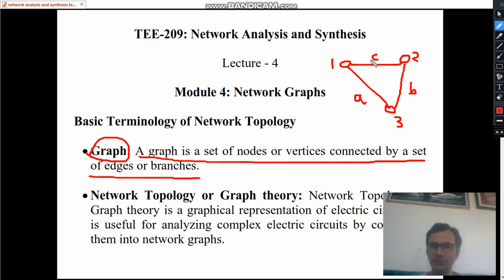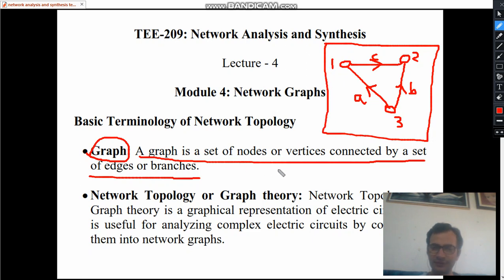There can be arrows also like this. They are having orientations or directions. So this is also a kind of graph. This is known as directed graph or oriented graph. We will be discussing it later on.